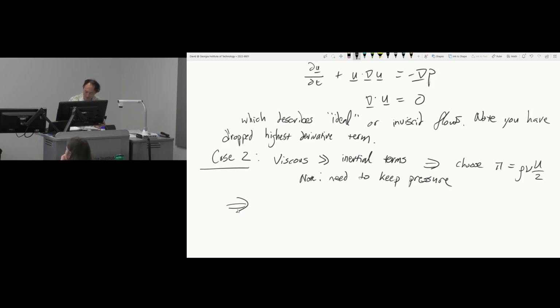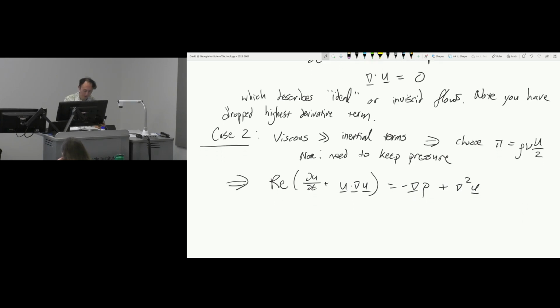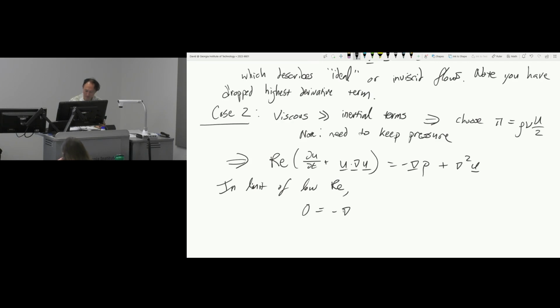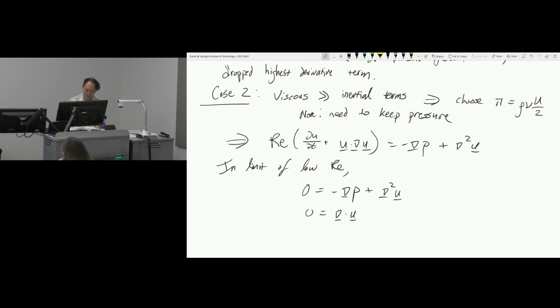Okay, so in the viscous limit, I'm again just going to write them without the stars. Let me just write this one last equation. Lower Reynolds number: 0 is equal to negative del p plus del squared u, and 0 is equal to del dot u. We have the Stokes equations. There's a lot of weird things that happen in Stokes equations. You notice there's no time dependence anymore.